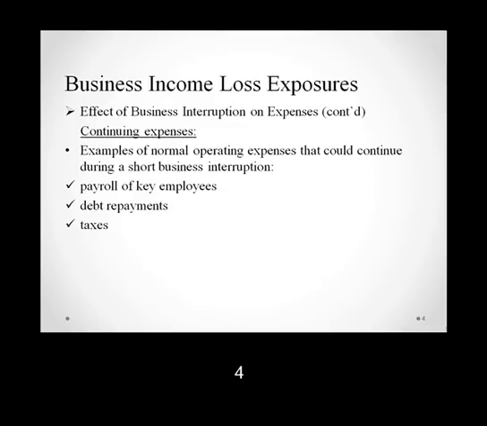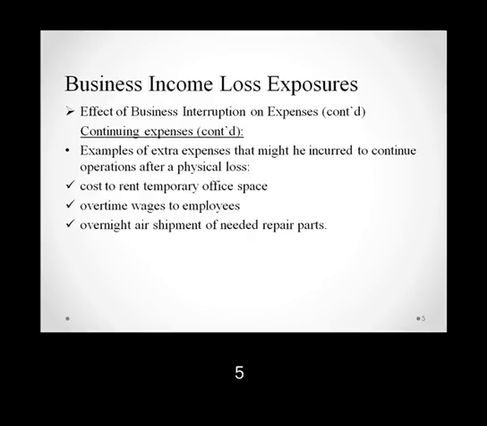There are certain factors influencing the continuing expenses. The examples of continuing expenses include the payroll of key employees, debt repayments, and taxes. On the other hand, there are certain examples of extra expenses that might be incurred to continue operation after a physical loss that could include the cost to rent temporary office space, overtime wages to employees, overnight air shipment of needed repair parts. So these are the expenses that would not commonly exist if there is not a loss.